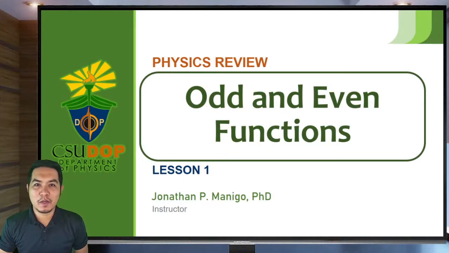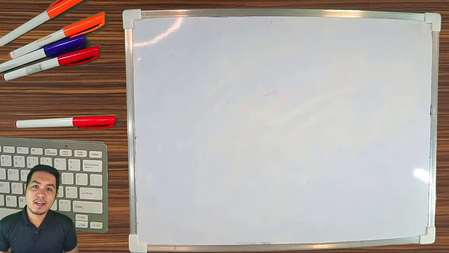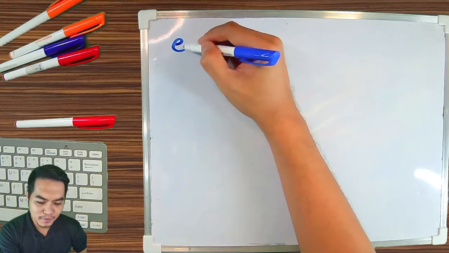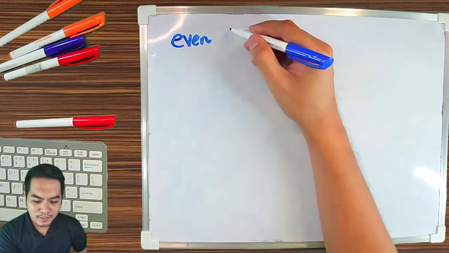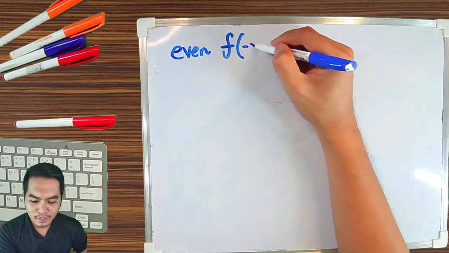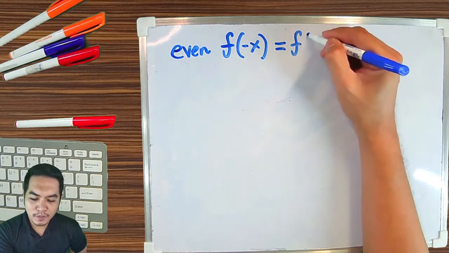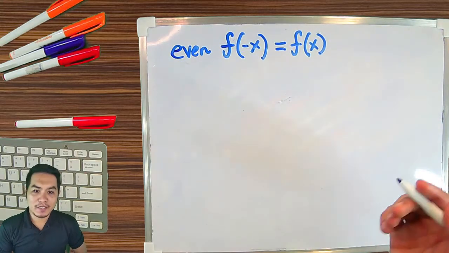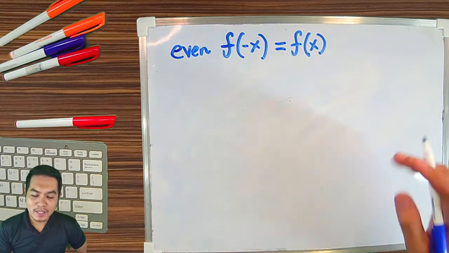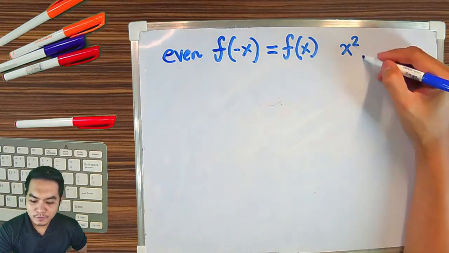So today we will be reviewing odd and even functions. So what is an odd function and what is an even function? An even function is defined as follows: if you change the variable to negative x, f of negative x, and the result is equivalent to the original function f of x, then that's the definition of an even function. Examples of even functions are x squared, x to the fourth, x to the sixth.